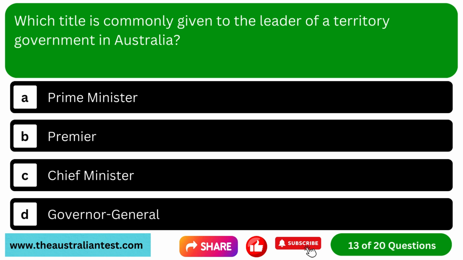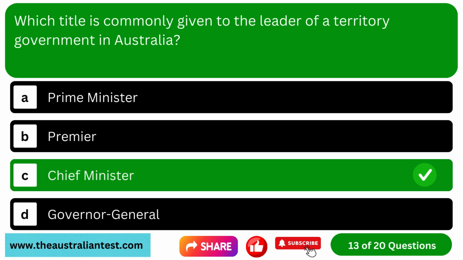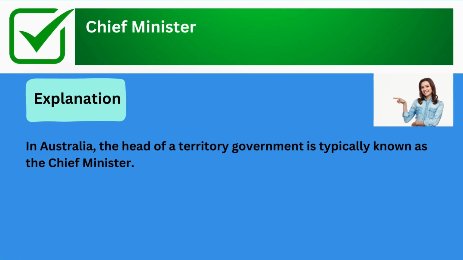Option A, Prime Minister. Option B, Premier. Option C, Chief Minister. Option D, Governor General. The correct answer is Chief Minister. Explanation: in Australia, the head of a territory government is typically known as the Chief Minister.